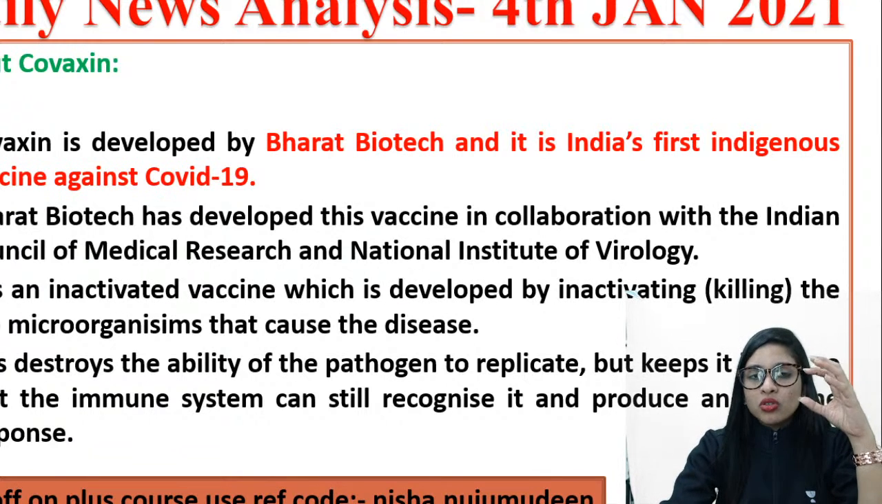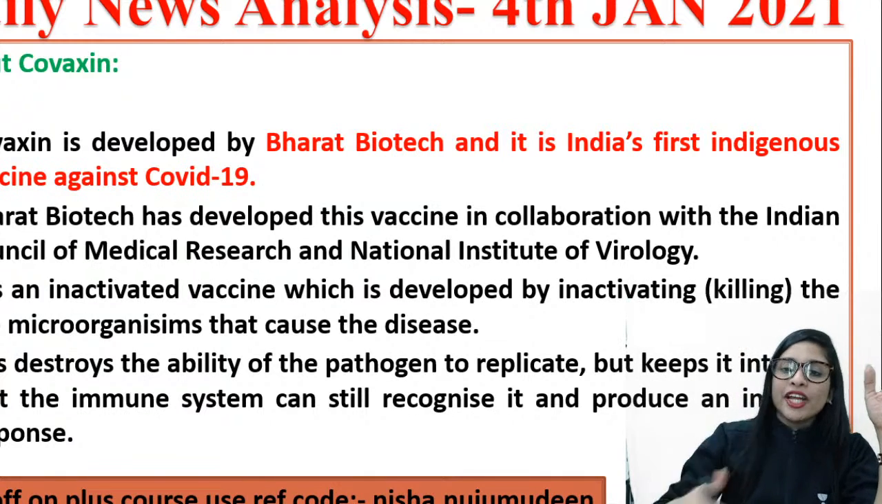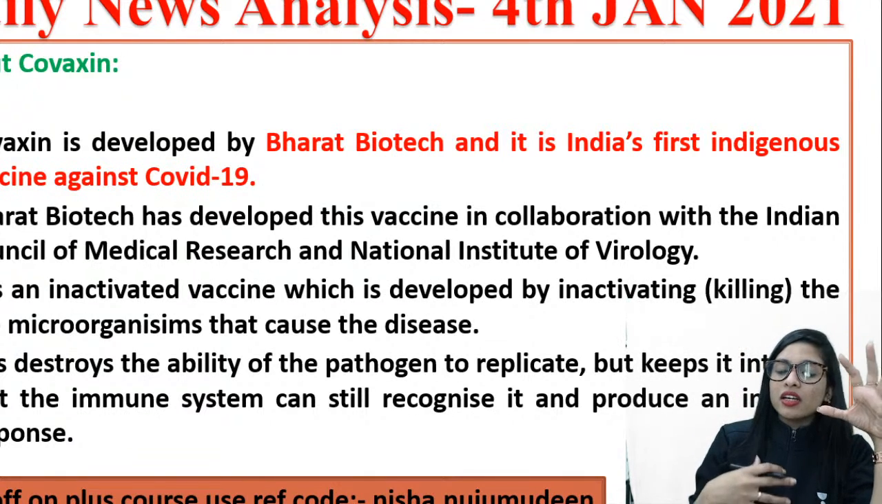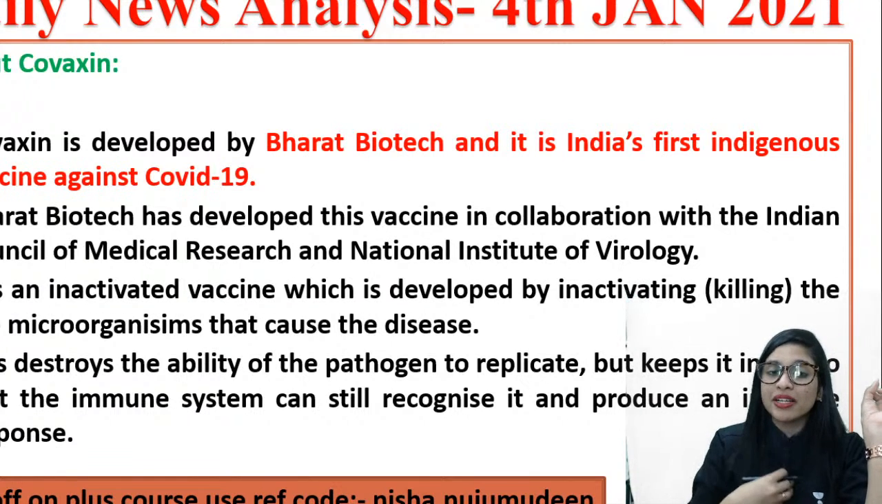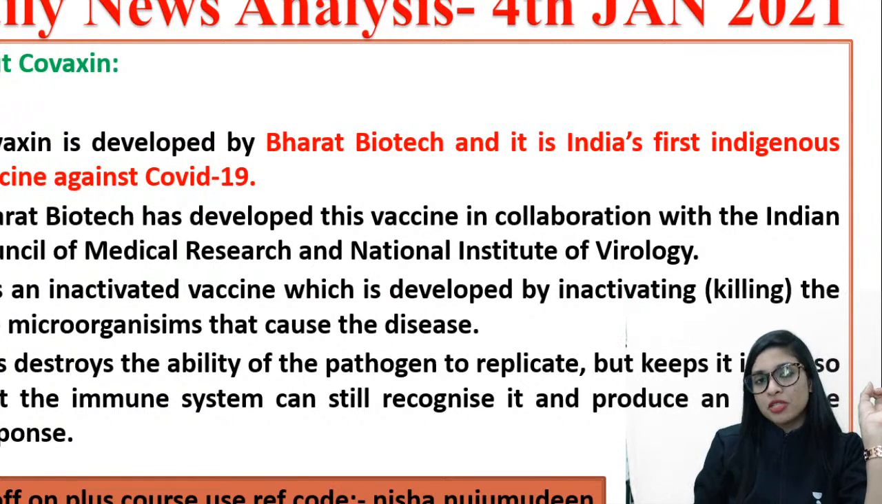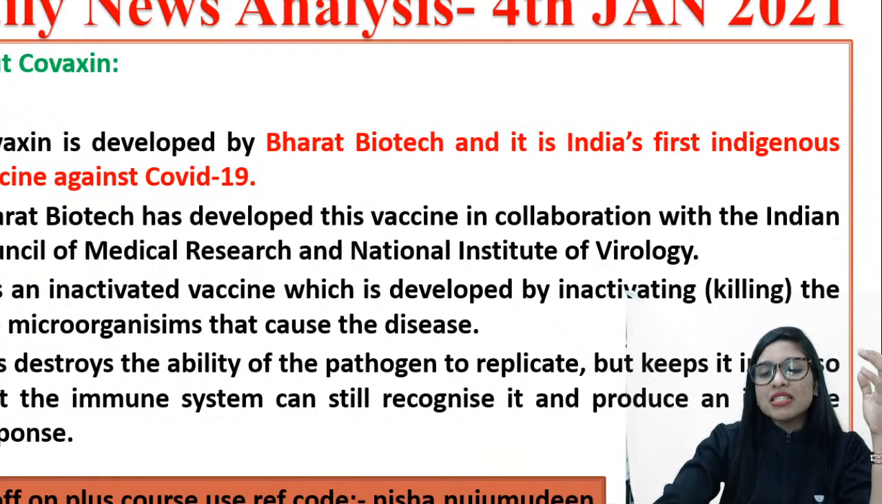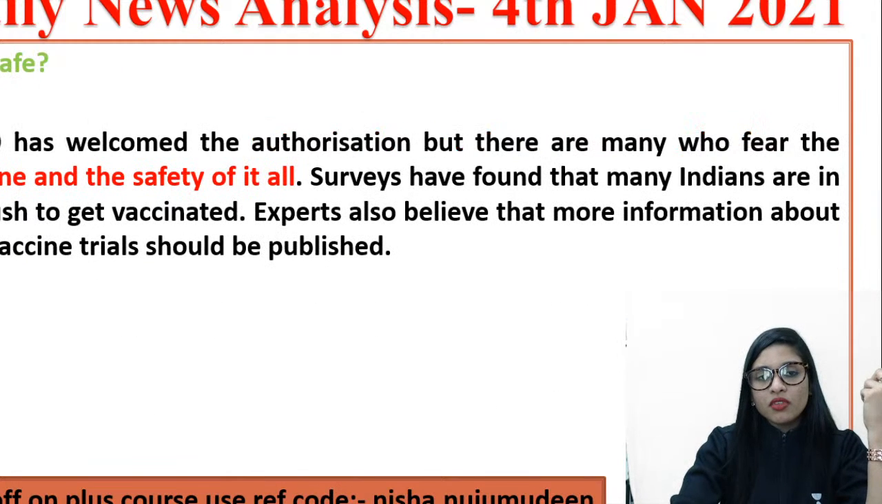Simple. Through Covaxin, the pathogens lose the ability to replicate or multiply, but are kept intact so that the immune system can still recognize them and produce an immune response. Because with this particular disease, immunity is very important. So Covaxin is developed in such a manner that ensures the immune system is also strong. Clear? Now the next question is, is it safe, your Covaxin, Covishield, whatever it is?